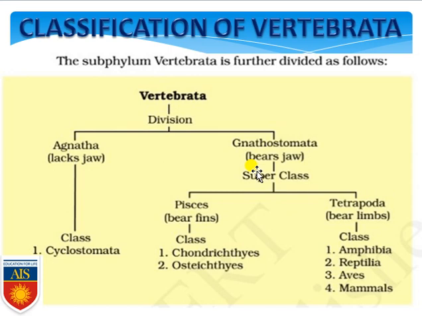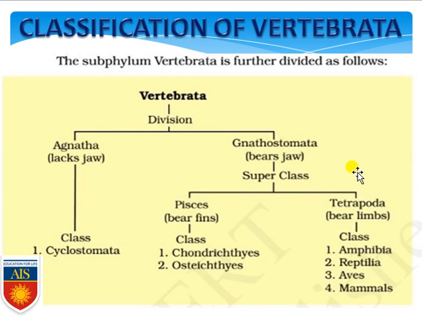If you come to the Gnathostomata, that means those having a jawed mouth, a jaw-bearing mouth, these organisms are further divided into two superclasses. One is Pisces, another one is Tetrapoda. Within Pisces obviously all the fishes come, cartilaginous and bony fishes, that is Chondrichthyes and Osteichthyes respectively. And if you go to Tetrapoda, from the name you can understand they have four legs, that is amphibia, reptilia, birds and mammals. So all these organisms belong under the superclass Tetrapoda. So this is overall the classification of Vertebrata.